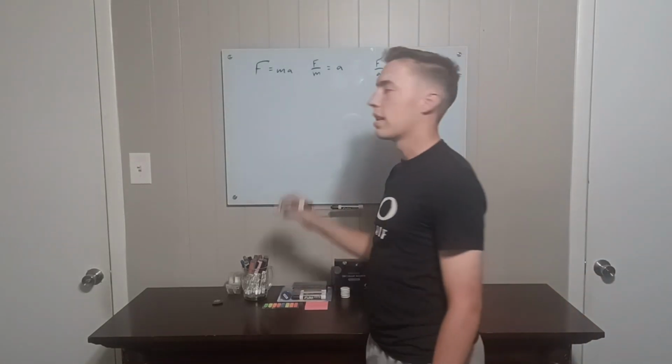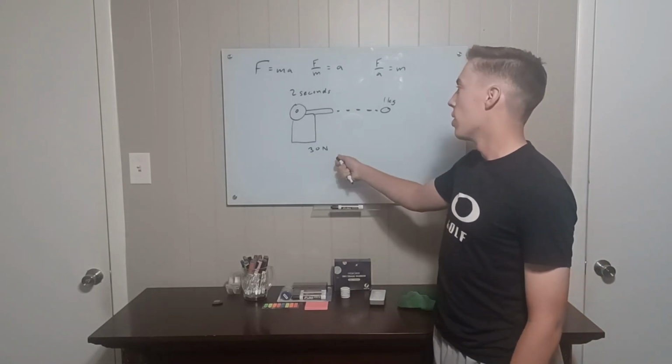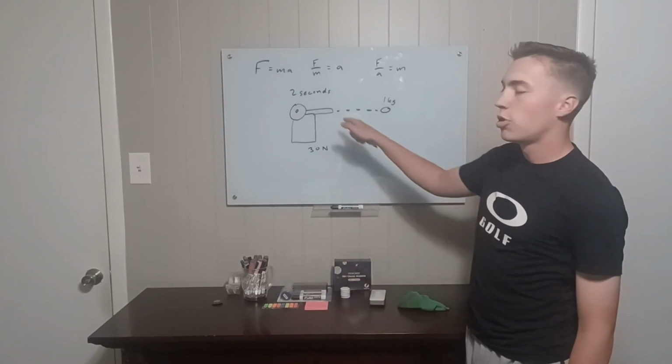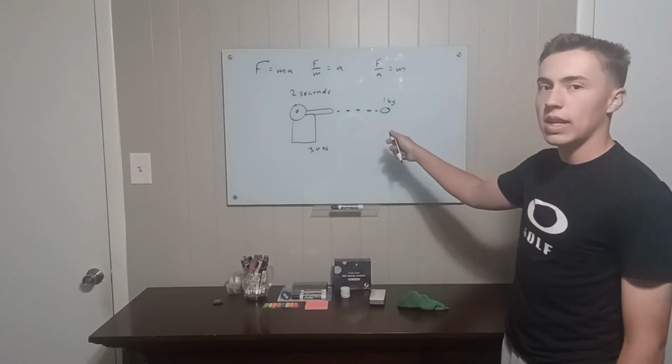Now let's look at another example. Let's say that I have a pitching machine that applies 30 newtons of force to a 1 kilogram baseball for 2 seconds before shooting it out the end of the pitching machine. How fast will the baseball be moving once it exits?